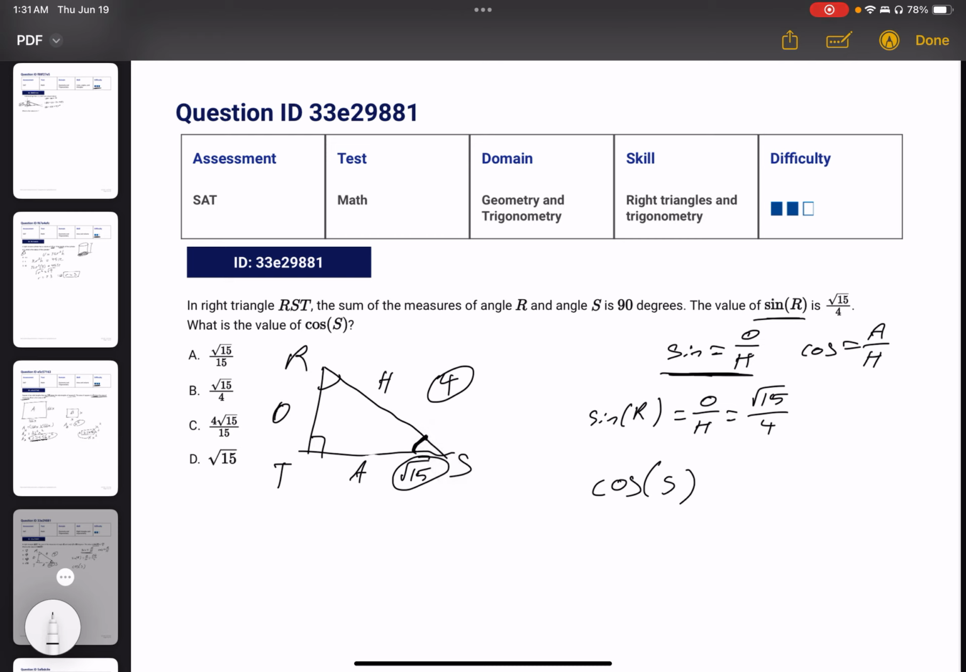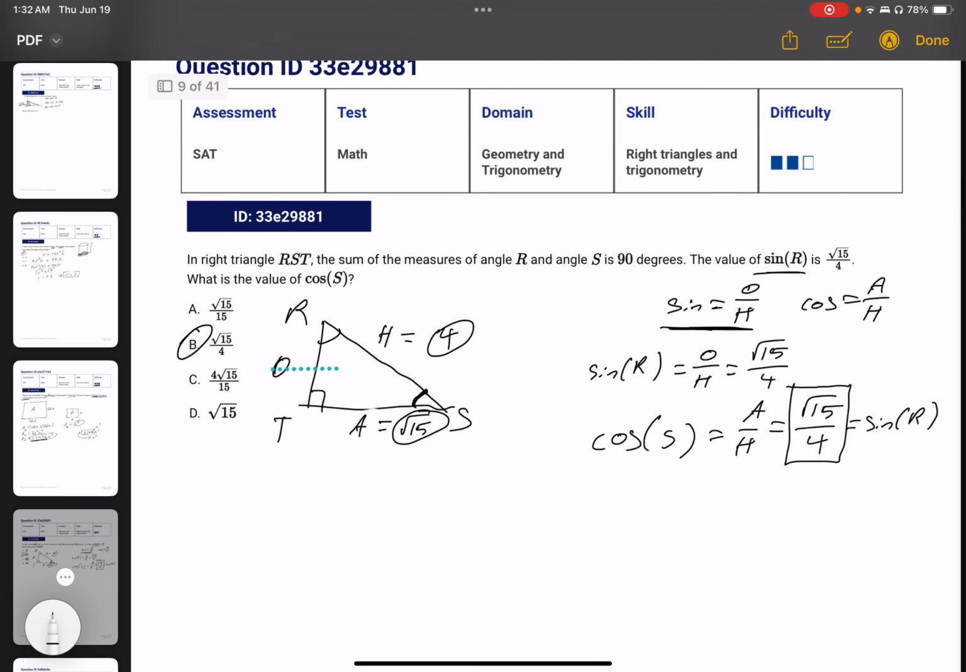So adjacent over hypotenuse. Adjacent is equal to square root of 15, and the hypotenuse is equal to 4. You know that cosine is adjacent over hypotenuse, and this is going to give us square root of 15 over 4, which is the same as sine of R. Coincidentally, not coincidentally, there are trigonometric rules, but the easiest way is to just solve it and not rely on a rule, because if you forget it on test day, you're kind of lost in the dark.